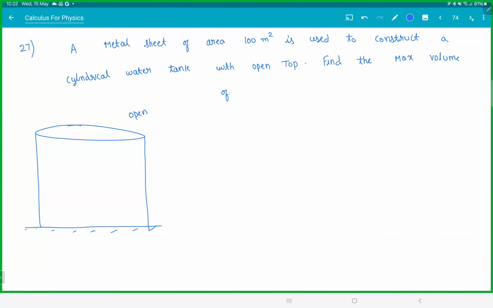Think about it. If you want to make a tank, don't you want to make maximum volume? Find the maximum volume of the water tank. Assume there is no material wastage. Somehow all the material is used.